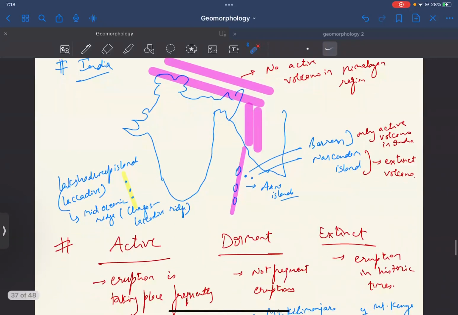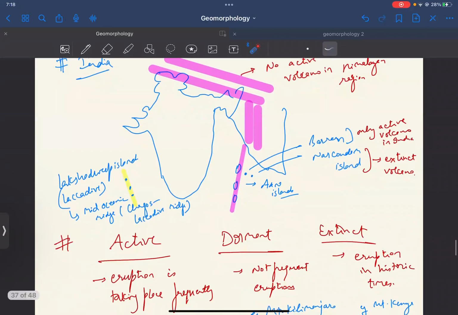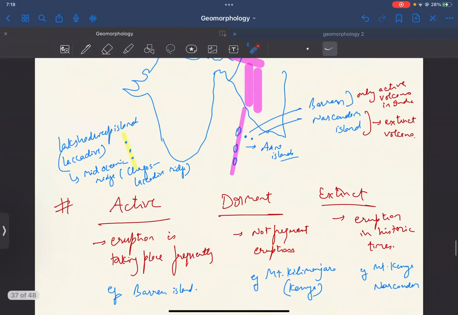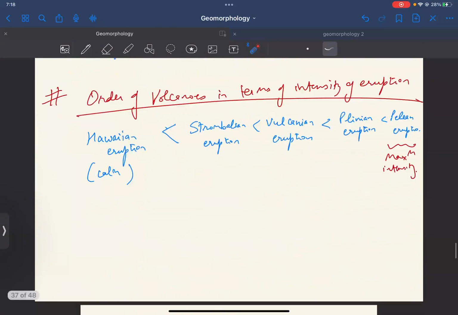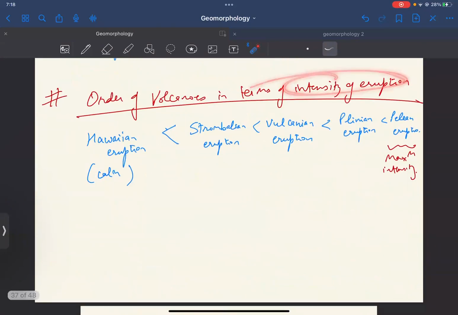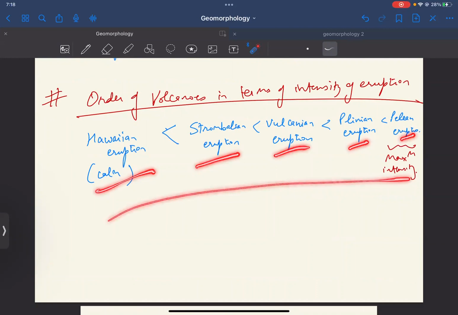All right. In India, Barren is the only active volcano, Narcondam is an extinct volcano, in the Andaman and Nicobar Islands. Right. Actives are those in which eruption of the volcano is taking place frequently. Dormant, not frequent eruptions. Extinct, they have not erupted in historic times. And the order of volcanoes in terms of density of eruption: Hawaiian, Vedic Common, Strombolian, Vulcanian, Plinian, Pelean. Just remember this order.